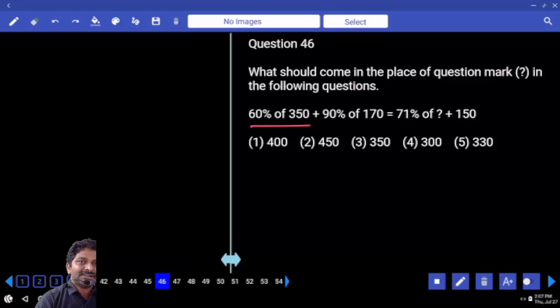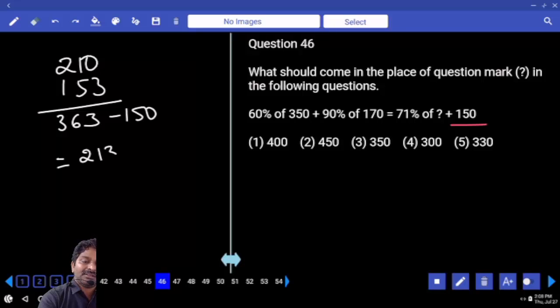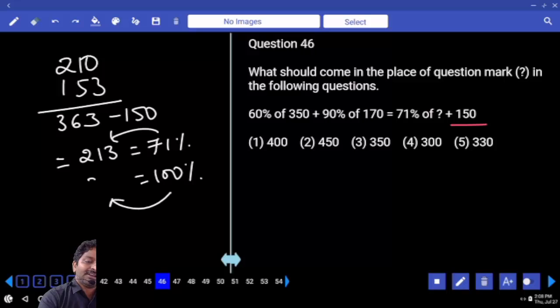60% of 350. 10% double, triple: 10% is 35, double 70, triple 210. Next, 90% of this number, subtracting 10 percentage, which is 153, positive number is 363. Right hand side number 150 comes left hand side, that becomes minus 150. How much is that? 213. This is 71% of some number, and we were asked to calculate 100%. 71 3 times, 100 3 times, 300. That's how you need to calculate. Otherwise, if you take 30 common, it will be easy. Follow.